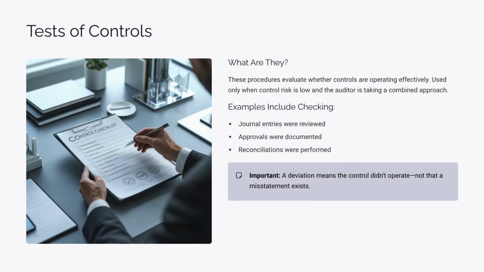Tests of controls. These procedures evaluate whether controls are operating effectively, used only when control risk is low and the auditor is taking a combined approach. Examples include checking whether journal entries were reviewed, approvals were documented, reconciliations were performed. A deviation means the control didn't operate, not that a misstatement exists.